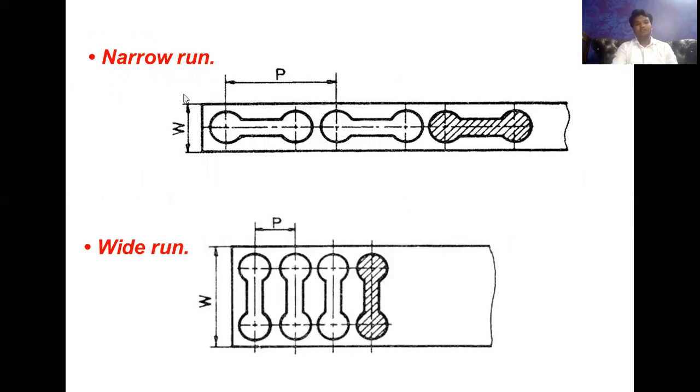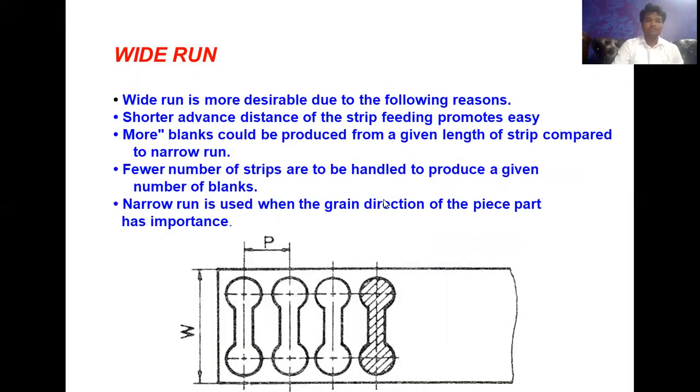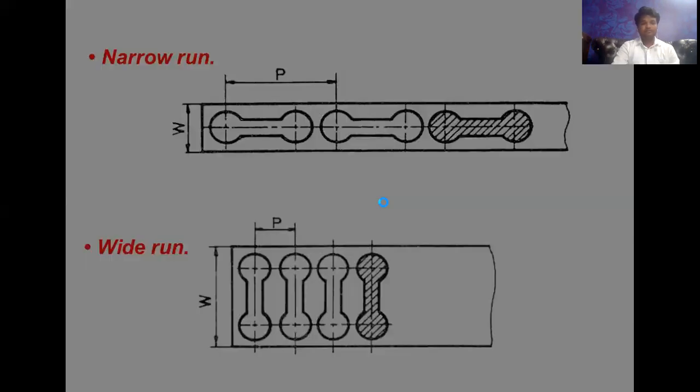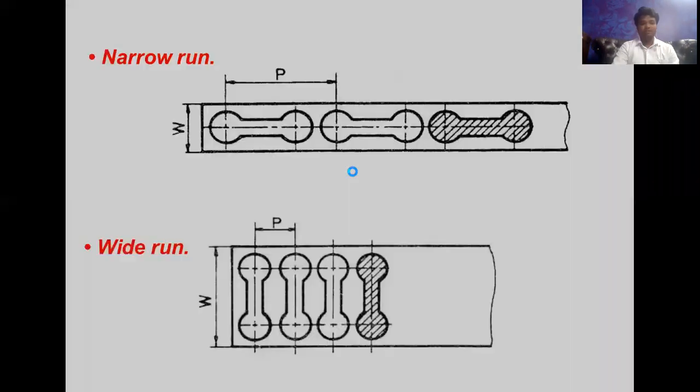That is narrow run. If you want a narrow run, the pitch is from one center to the other center, so pitch is like this. Then another pitch you can see is wide run. Here the width of the strip is very less but pitch is more, whereas in wide run the width is more and pitch is less. So there are two ways of designing a single row one pass layout.